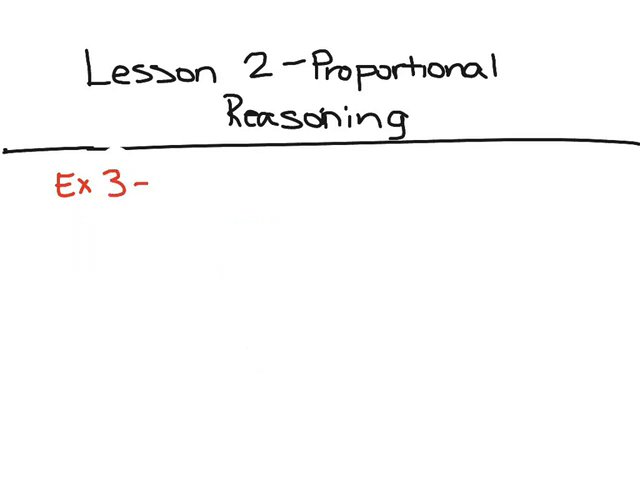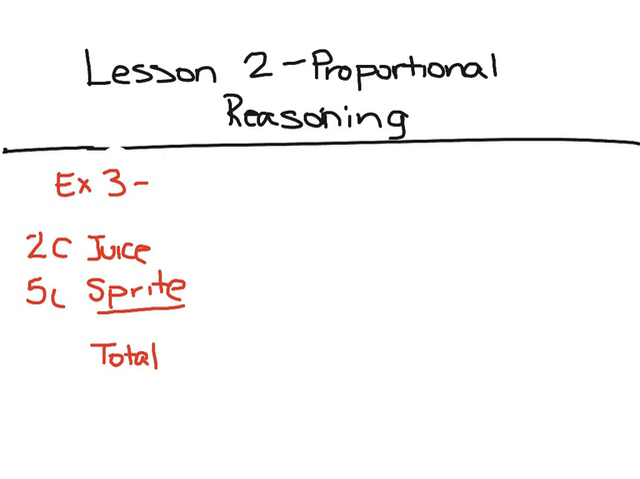Example 3. You are in charge of making punch for a party. To make 1 batch of punch, you need 2 cups of juice, 5 cups of Sprite, and that is your ratio. How many cups of Sprite do you need to make 28 cups of punch? So first of all, what are we comparing? We're comparing the Sprite to the total number of cups. So first we need to find our total number. So we add 5 plus 2, so 7 cups for one batch of punch.